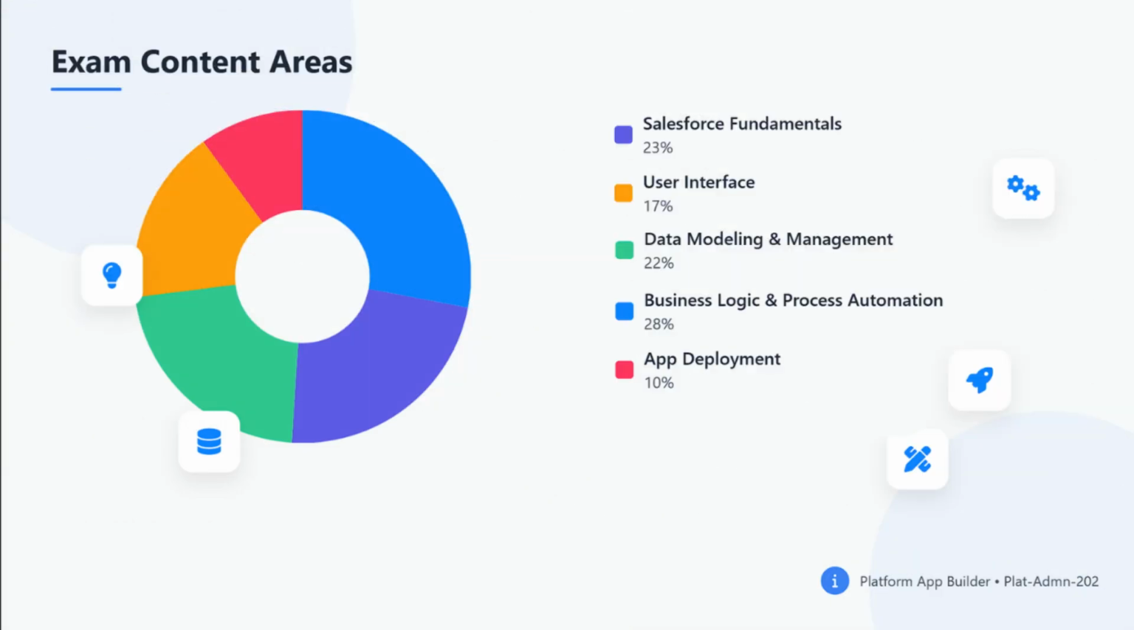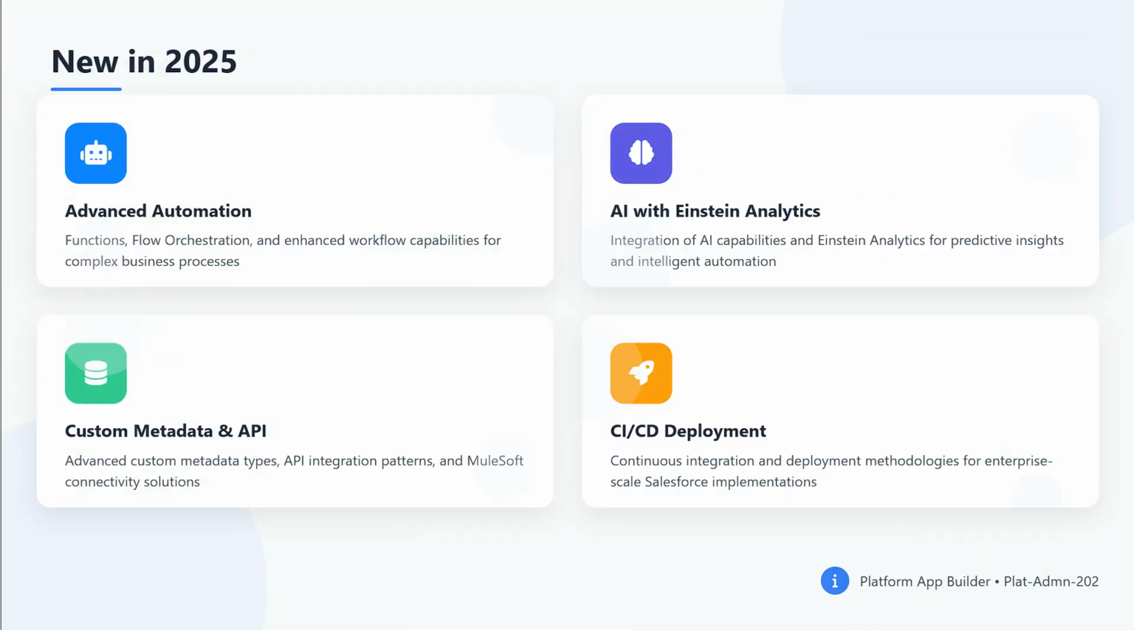The content is officially divided into Salesforce Fundamentals, 23%, User Interface, 17%, Data Modeling and Management, 22%, Business Logic and Process Automation, 28%, App Deployment, 10%. New updates add advanced automation Salesforce functions, flow orchestration, and enhanced Flow Builder plus AI with Einstein, stronger custom metadata and integrations, and more focus on the app lifecycle with CI/CD. Core skills like data modeling, security, and UI remain vital, but these advanced areas are now key to passing.